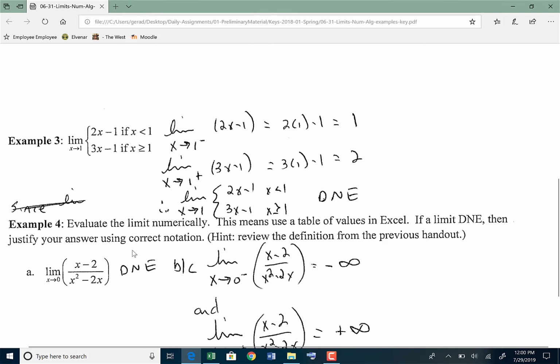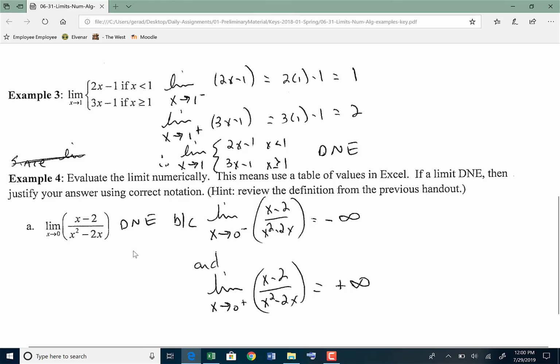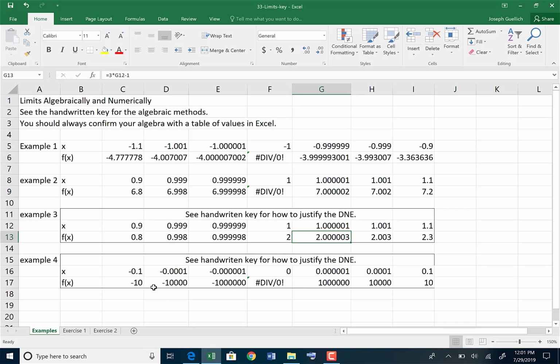Example 4. This one is just evaluate numerically, since we can't evaluate it algebraically. If you look at the denominator, you can see you can factor out an x, and then the x minus 2 will cancel out. But you're still going to have a divide by 0 situation, whether you cancel that factor or not. So you can't really do this algebraically. We have to do a table of values.